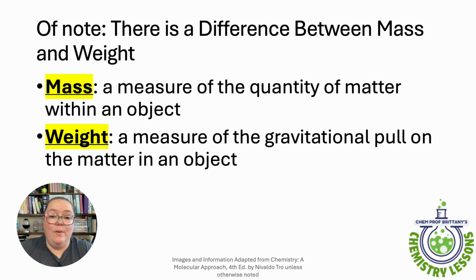So, for example, my mass on Earth and on the moon are going to be exactly the same because I have the same amount of stuff in me, whether I'm on Earth or on the moon. My weight, however, will be different on Earth versus the moon because the gravity on the moon is about 1/6 of the gravity of Earth. So, my weight will be about 1/6 of what it is on Earth on the moon. So they are different, but for the purposes of this class, I will likely treat them the same.